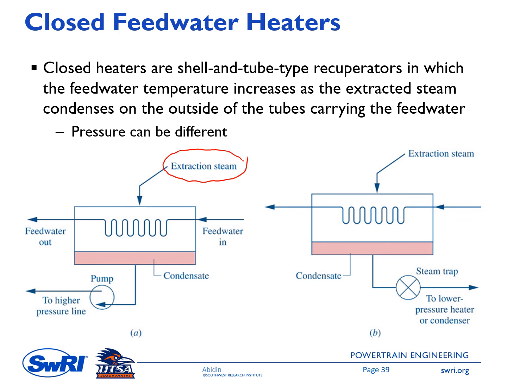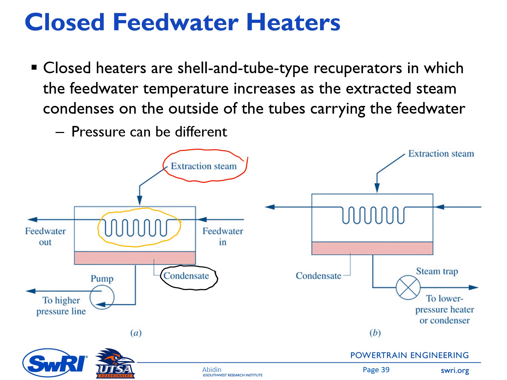the feed water flows through the tube. So this is the tube, and then the temperature increases as this extracted steam condenses, so that you can see the condensate at the bottom of this feed water heater. And then because these two streams do not mix, the pressure level between the extracted steam and the feed water can be different, because they do not mix.